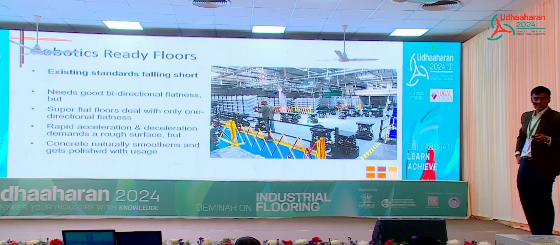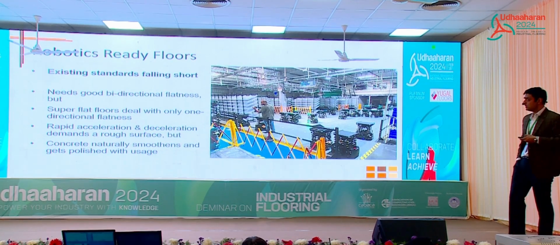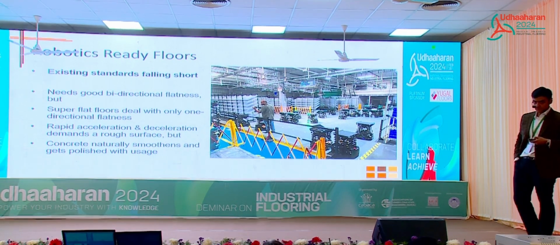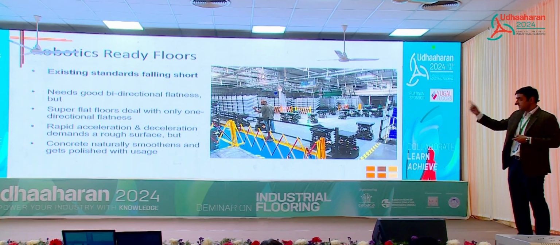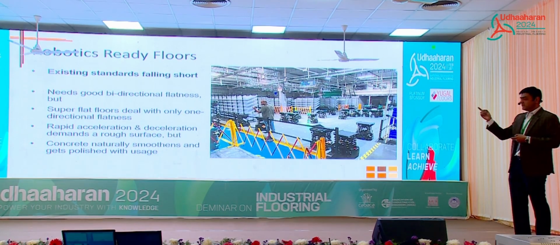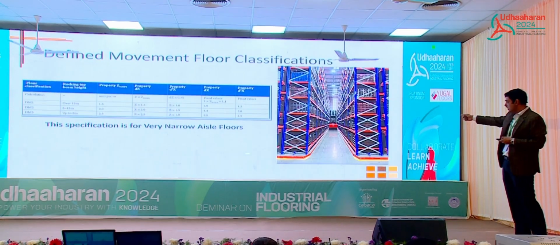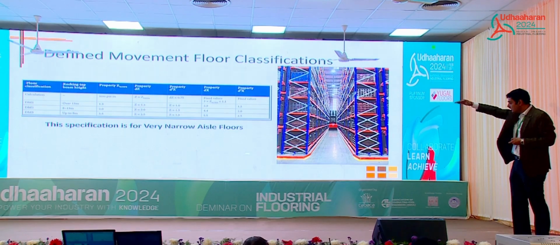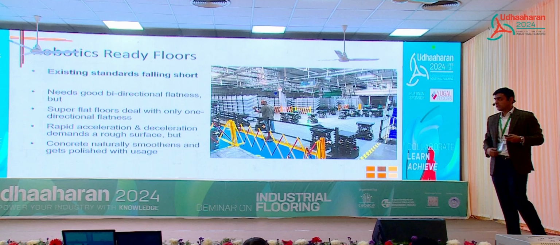Finally, this is the cutting edge of our industry. We, as the flooring industry, are trying to figure out how robotics floors should be, because our current guidelines and understanding of flooring are insufficient for robotics, because robotics needs very good bidirectional flatness. It basically needs a super flat floor in both directions. What we know very well is to give very good flatness and levelness in one direction. But what robotics guys need is this direction and also this direction. So that is something that we're still trying to get our hands on as an industry.